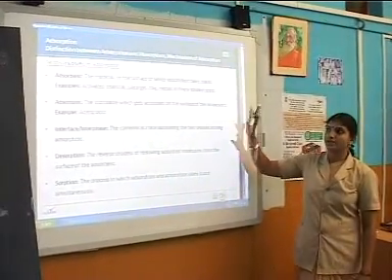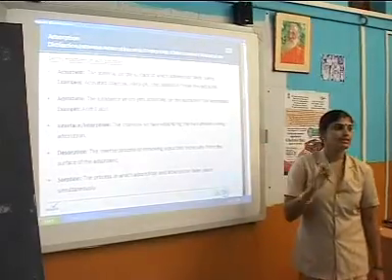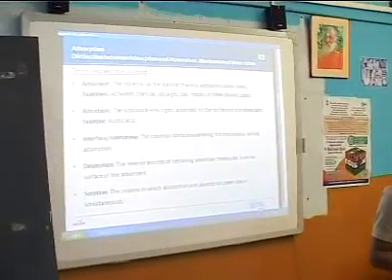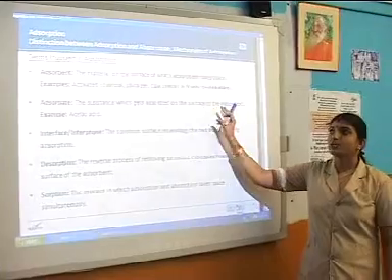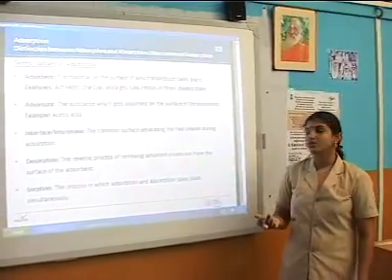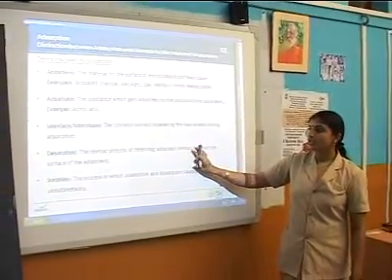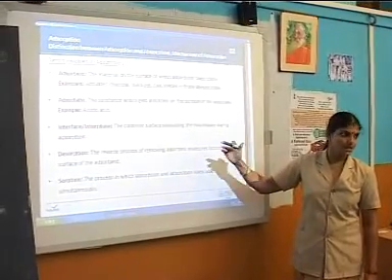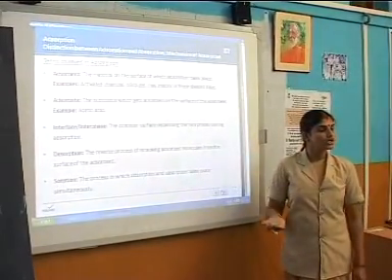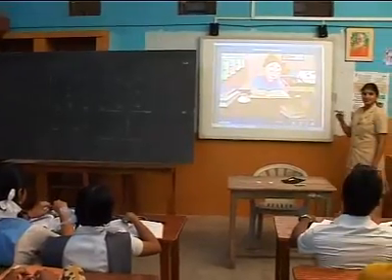Adsorbent, adsorbate. Adsorbent means it is the surface on which the adsorption takes place, and adsorbate are the molecules which get adsorbed onto the surface. And desorption is the reverse of adsorption, that is, removing the adsorbed particles from the surface.